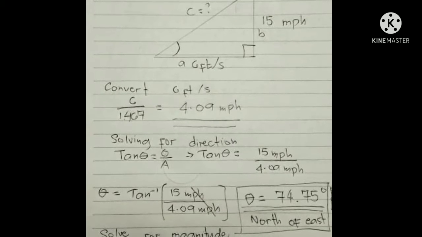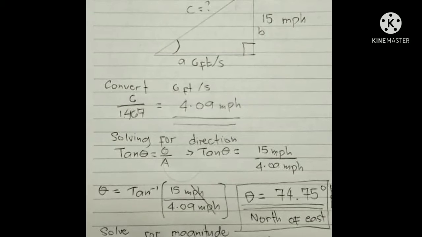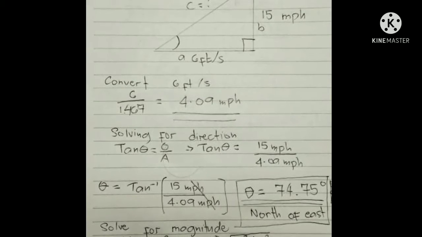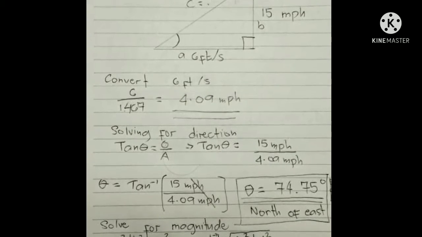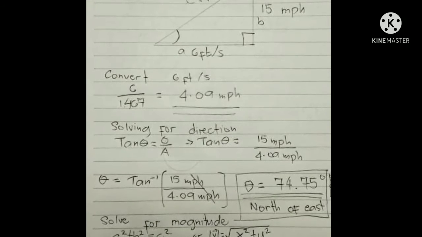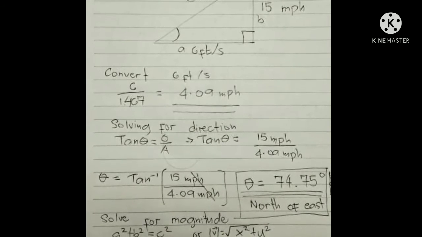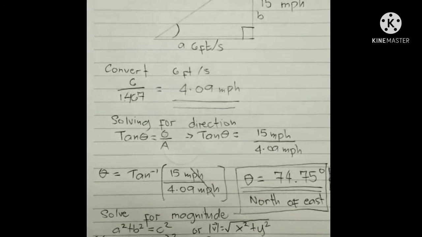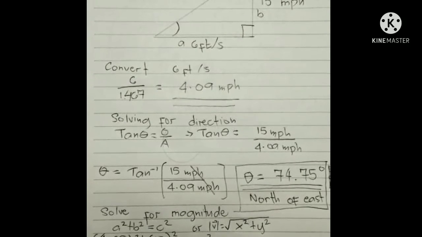second. So now we need to find his direction, but before that, we convert our 6 feet per second into miles per hour. So we divide our 6 feet per second over 1.467, and that will become 4.09 miles per hour. So this is the solving for our direction.